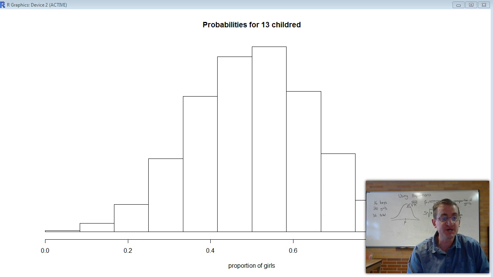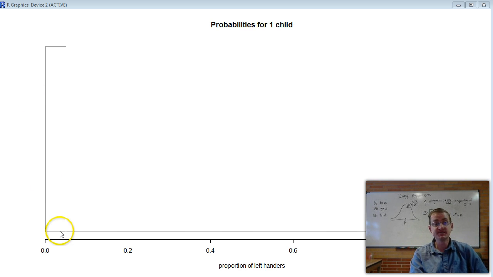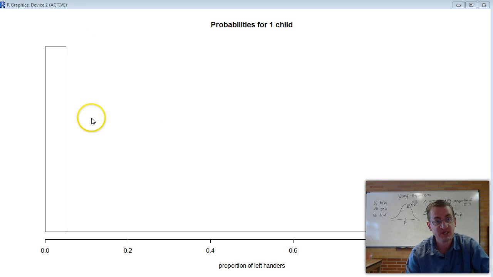Let's change it now and talk about the proportion of left-handers. Here's the way it starts. If you have one child, there's a very high chance they will not be left-handed. They'll be right-handed. And a very small chance they will be left-handed. So before we were playing with a proportion that was close to half. Now we're playing with a proportion that is not close to a half. It's closer to 0. I've got it set at 0.05, but that doesn't matter. The point is, what happens as we increase this?